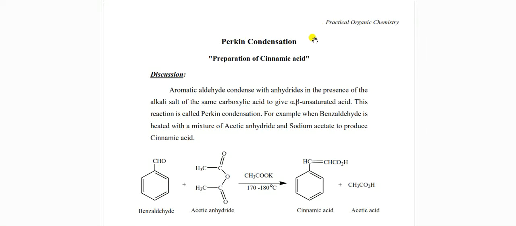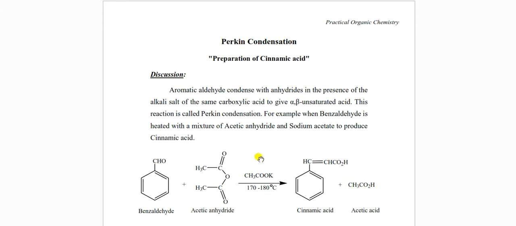Hello everyone, you are welcome in the third experiment in this semester, titled Perkin Condensation to prepare cinnamic acid. The principle of this experiment includes condensation between aromatic aldehydes with anhydrides, in the presence of the alkali salt of the same carboxylic acid from which the anhydride derives, to produce alpha beta unsaturated carboxylic acid with a small amount of acetic acid.